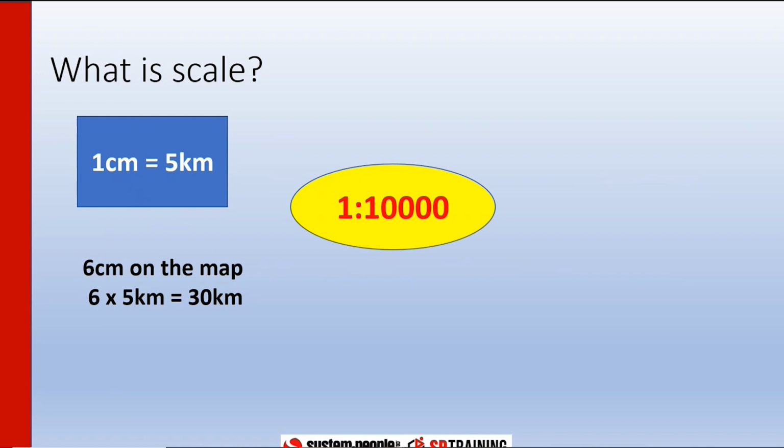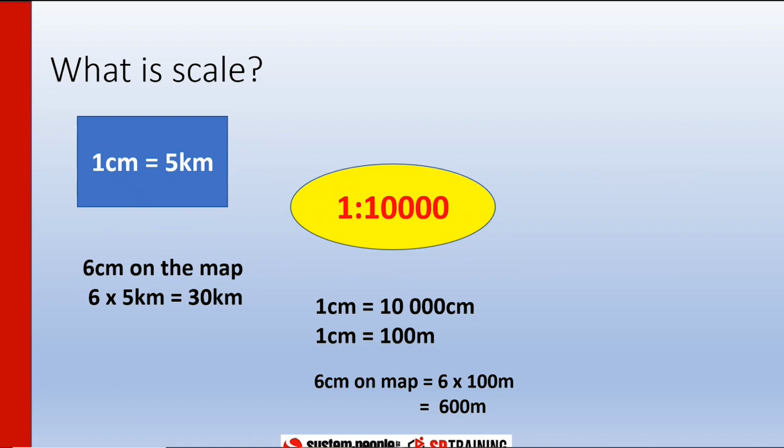Here's another one that you may see on a map, 1 to 10,000. What it really means is 1 centimeter equals 10,000 centimeters in real life. If we were to change that into meters, we would divide our 10,000 by 100 and we'd find that 1 centimeter is equivalent to 100 meters on the map. So 5 centimeters, for example, would be 500 meters and so on. 6 centimeters on the map would be 6 times 100, 600 meters.